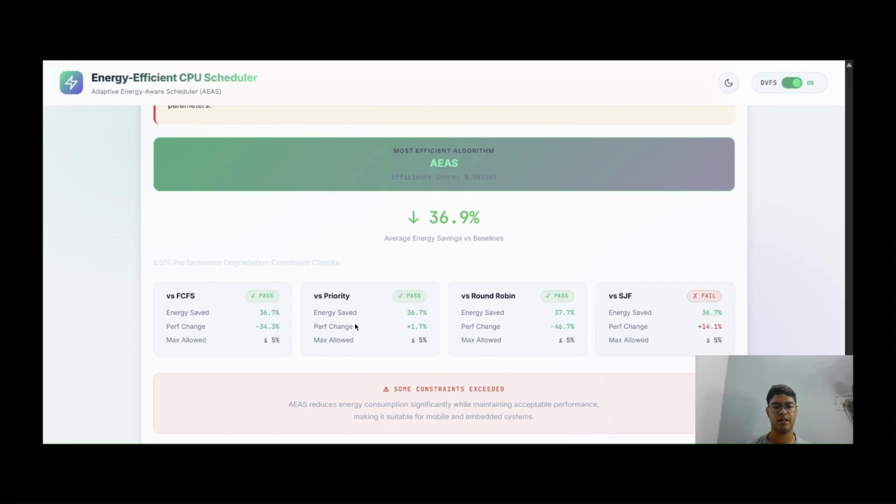Finally, we conclude that the AEAS algorithm successfully reduces energy consumption while maintaining system performance, achieving an optimal balance between efficiency and speed. Thank you for watching our presentation.